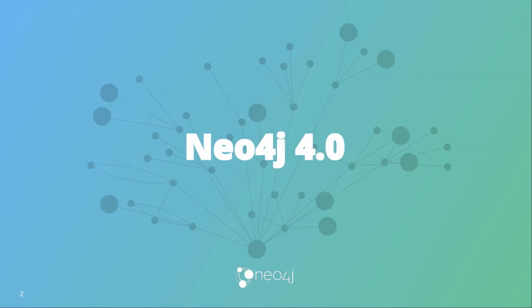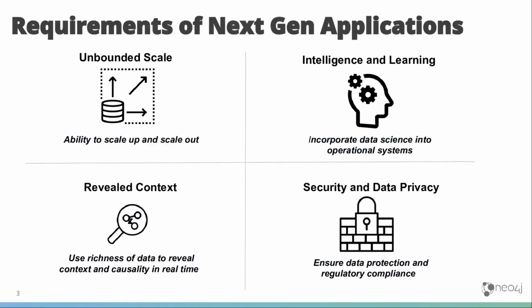Neo4j. The first thing I talk about is really when you're building a next generation application and you're using a graph database, there's really four areas where we think our customers are really seeing success. And where they're seeing the first is outbound scale. So applications need to be able to scale up and scale out. They also need intelligent learning. And what I mean by this is AI and machine learning.